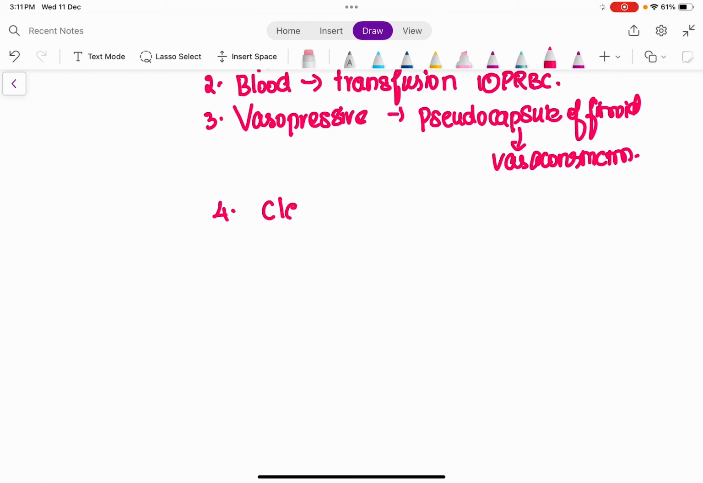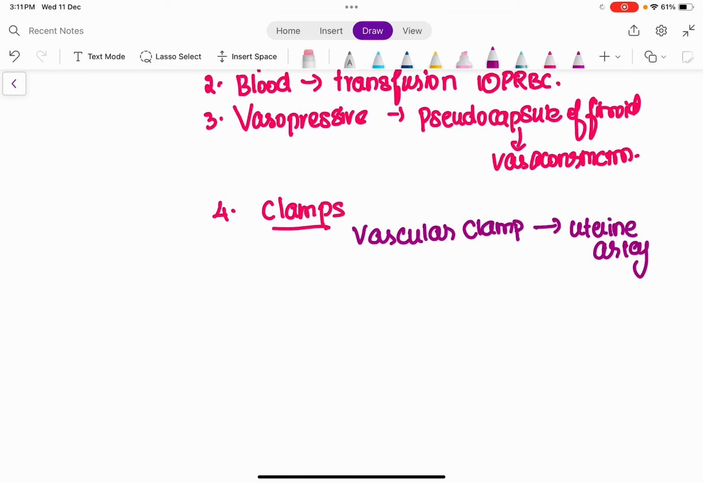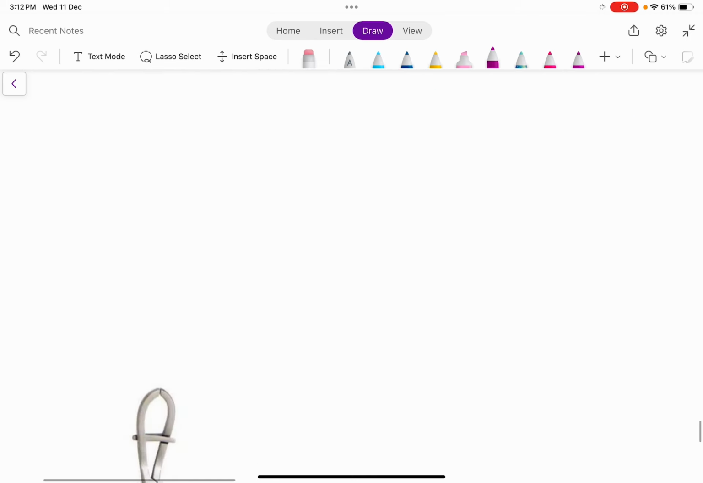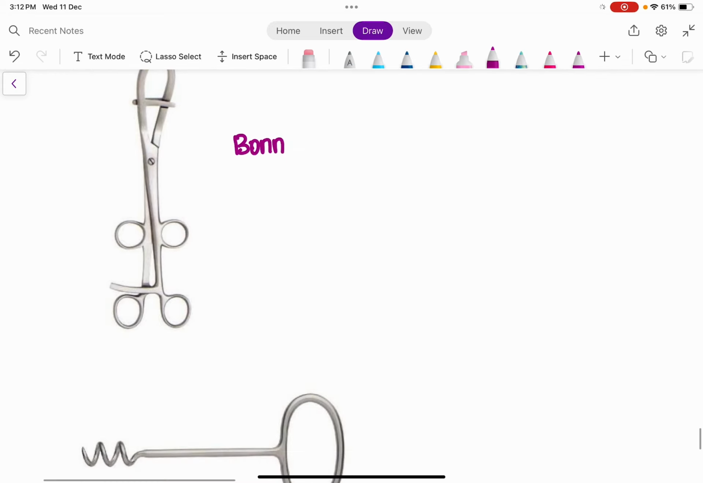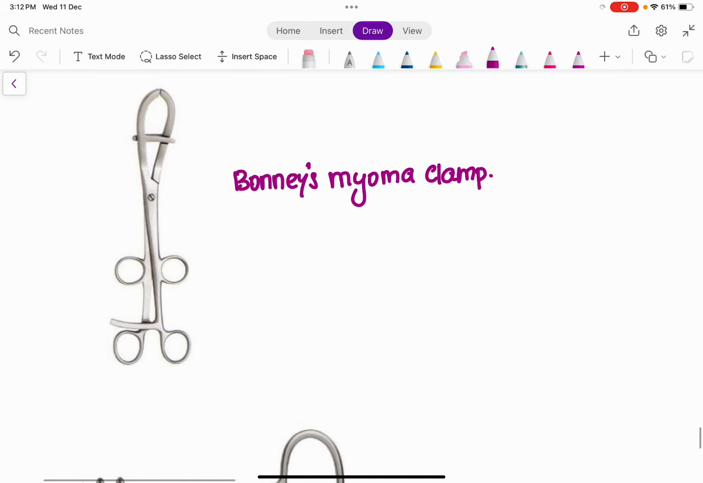And you can also use some clamps. What are those clamps you're going to use here? So the clamps could be either a vascular clamp to the uterine artery. So what is that clamp? In order to decrease the amount of blood loss during the procedure of myomectomy, that is the Bonney's myoma clamp. Right? This is the Bonney's myoma clamp.